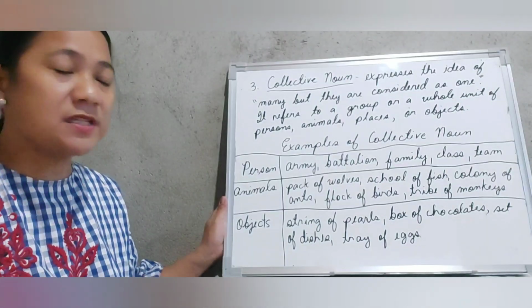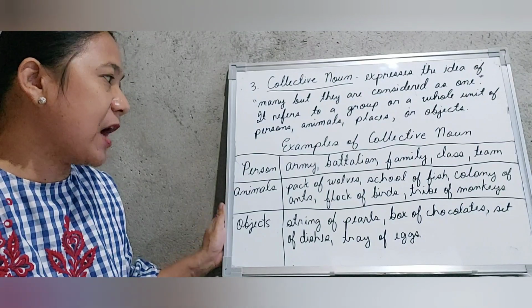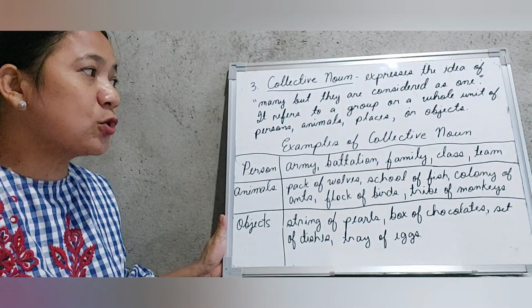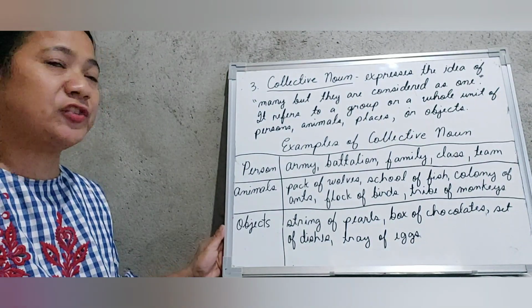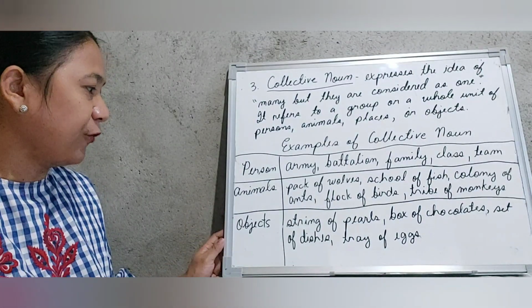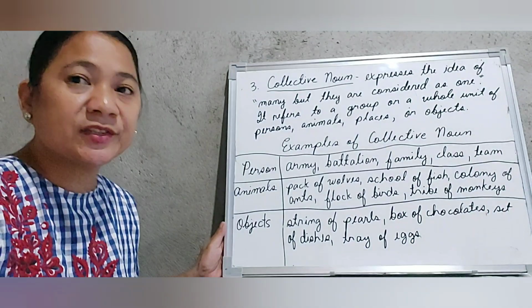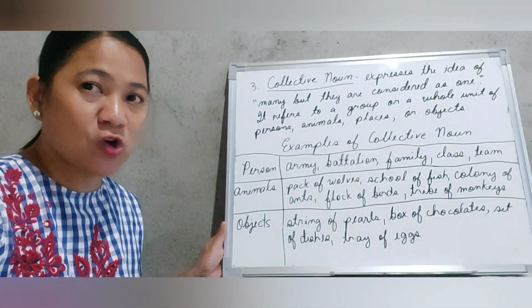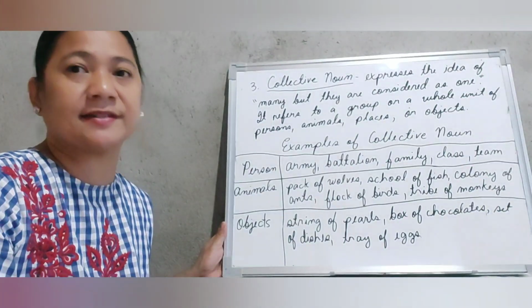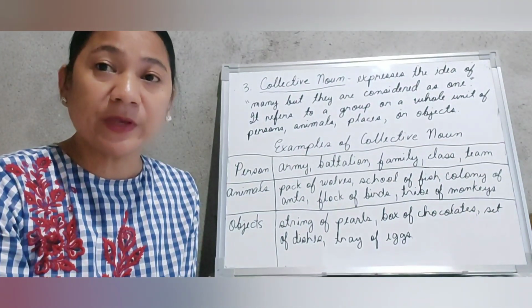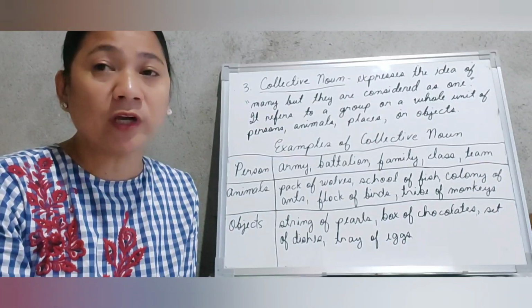And for animals, we also use collective nouns: pack of wolves, school of fish, colony of ants, flock of birds, and tribe of monkeys. And for objects, we have string of pearls, box of chocolates, set of dishes, and tray of eggs. A collective noun can also be used in a singular and in plural form.